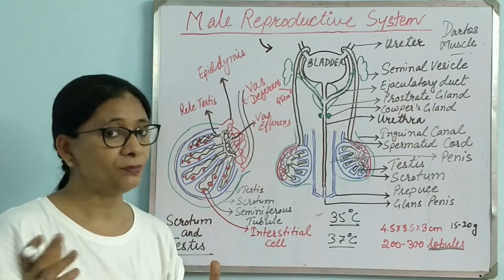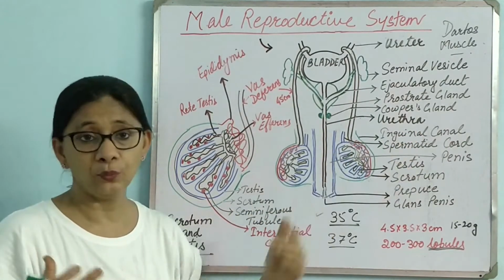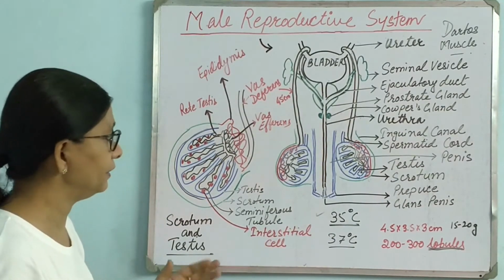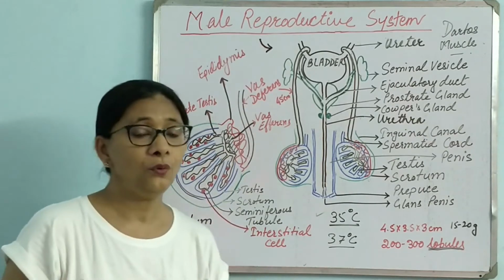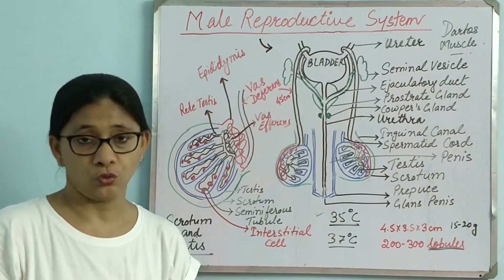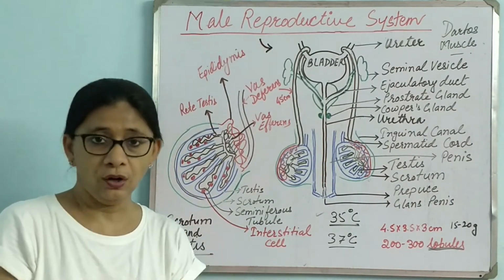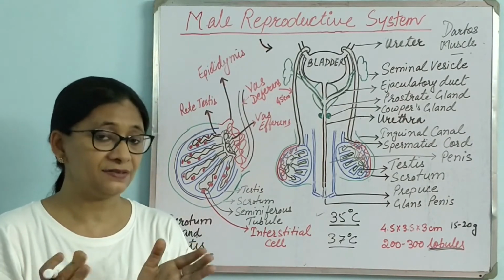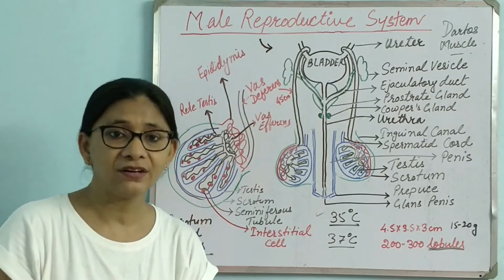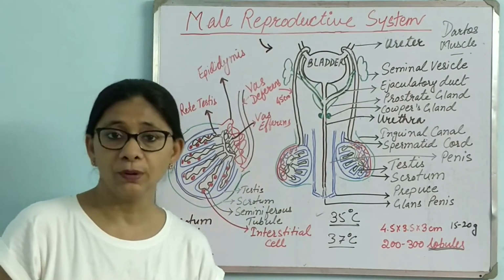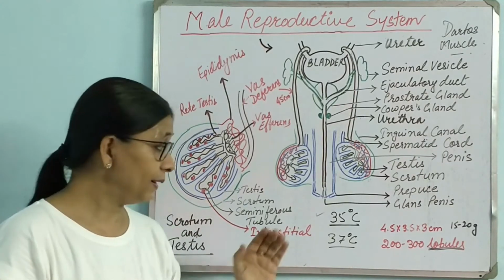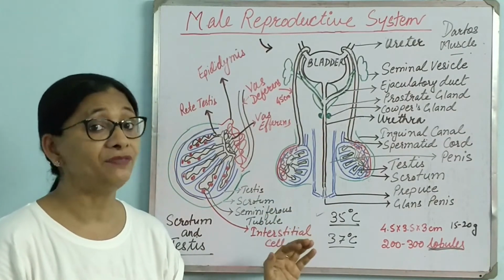Inguinal canal. Now sometimes short questions may be asked: what is the inguinal canal, what is the spermatic cord? So it is good to keep these things in mind. Now, what is the use of the scrotum? The wall of the scrotum is made up of 7 layers, and because of this thickness, it maintains a little less temperature than the normal body temperature. Our normal body temperature is 37 degrees centigrade, but in the scrotum it is 35 degrees centigrade.